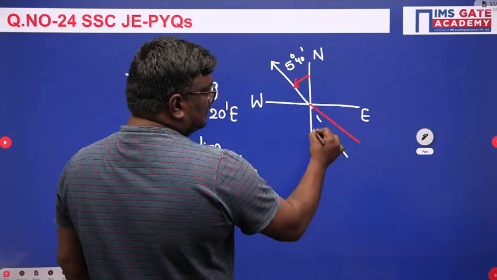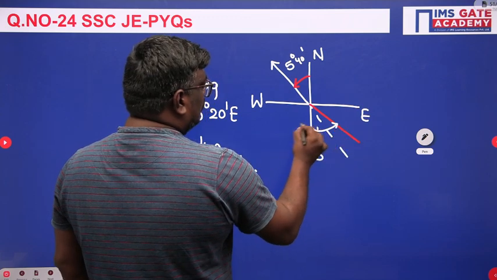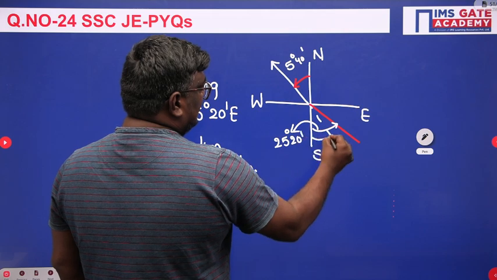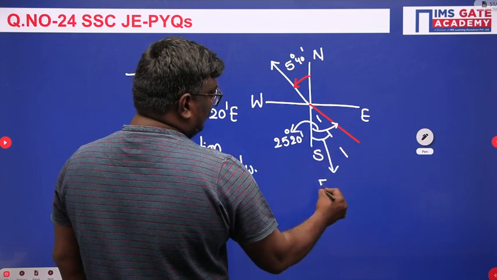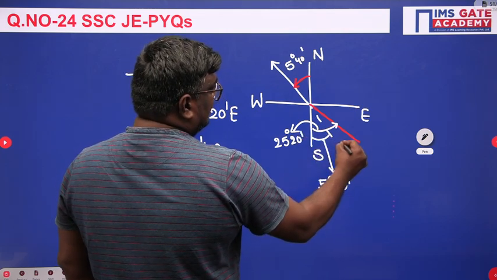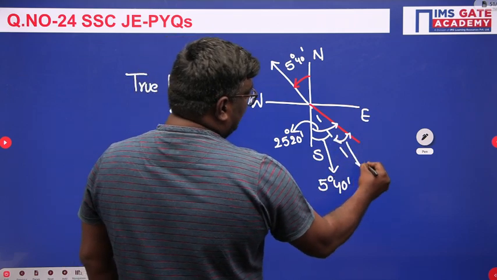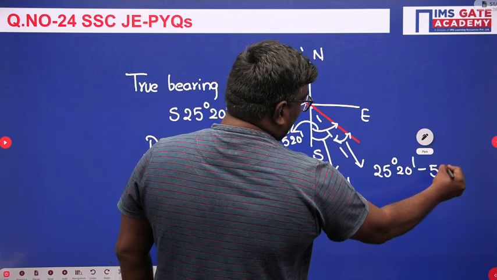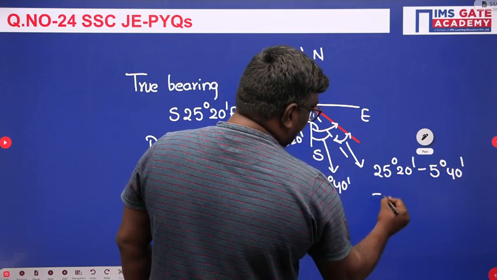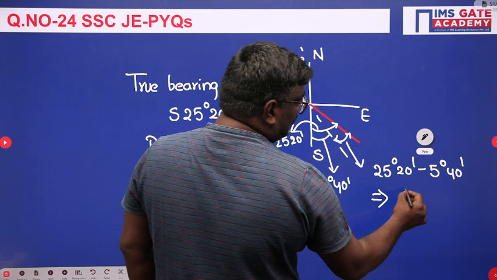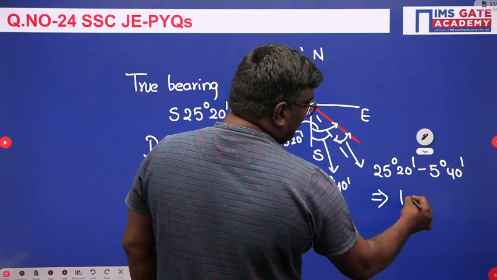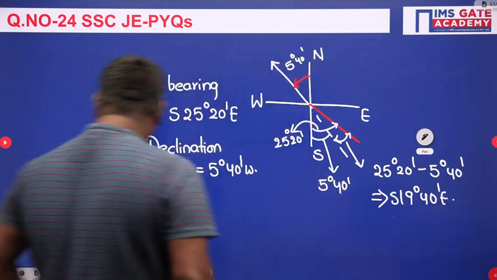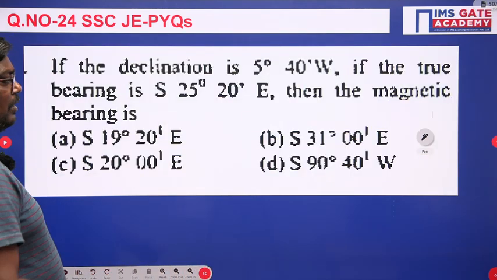True bearing is always measured from true north. So this is 25 degrees 20 minutes, and this angle is 5 degrees 40 minutes. Now what is the magnetic bearing? This angle is asked. So definitely it will be 25 degrees 20 minutes minus 5 degrees 40 minutes, which is equal to 19 degrees 40 minutes. Direction will be southeast. So the answer here is south 19 degrees 40 minutes east.